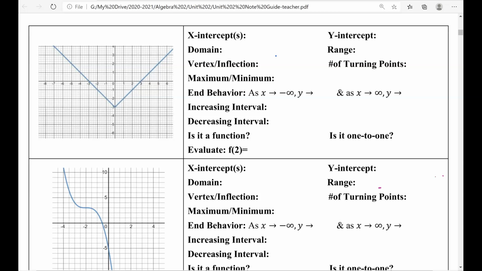You guys did your vocabulary earlier today, so now we are going to practice. The first graph is a V graph. Usually we call it an absolute value graph.